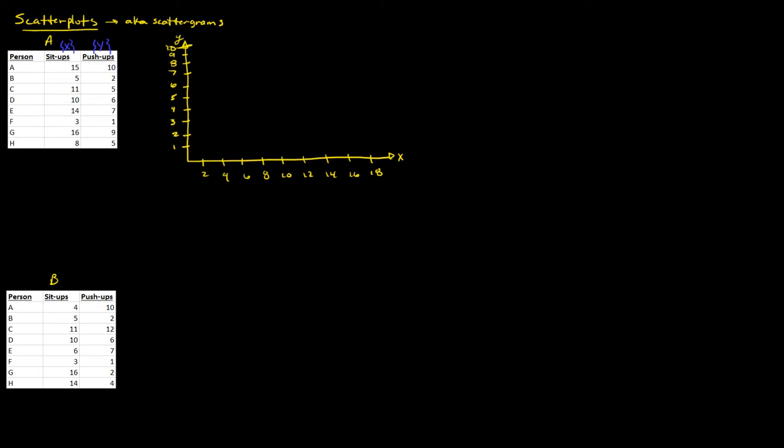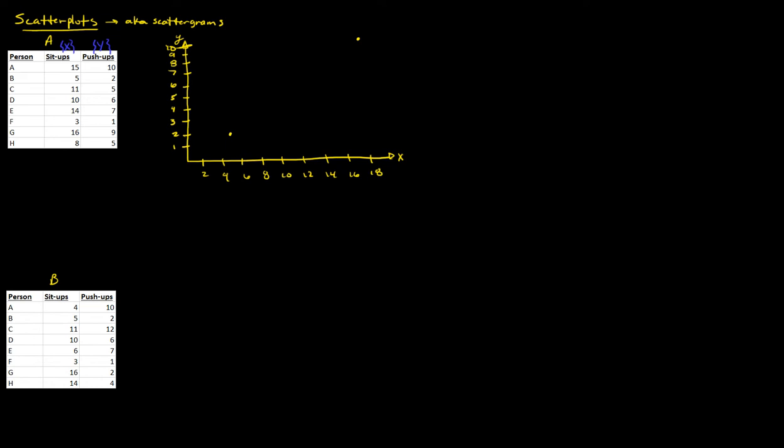Okay, so let's plot these coordinates here. So for person A, we have 15 sit-ups. So we'll go over to approximately 15 here on the x, and we're going to go up to 10. So we're going to be approximately right here. I'm not going to identify these yet, because we're going to put a line of best fit in here. So that's person A. Let's get person B on here. They did 5 sit-ups and 2 push-ups. So it's going to put us approximately right there.